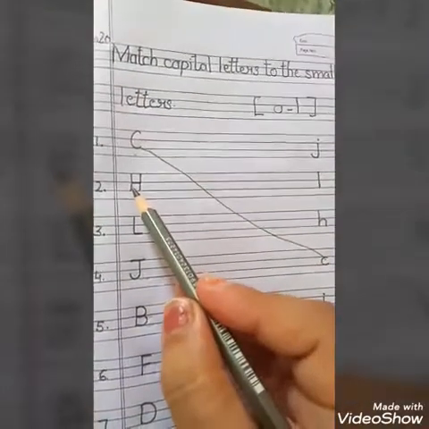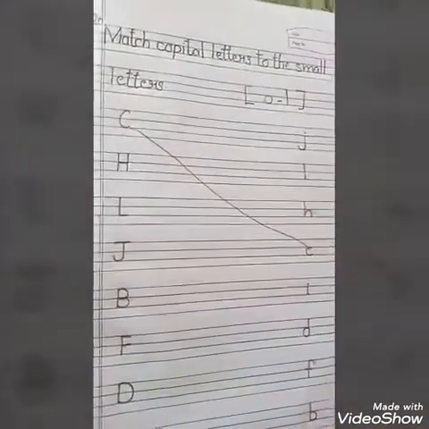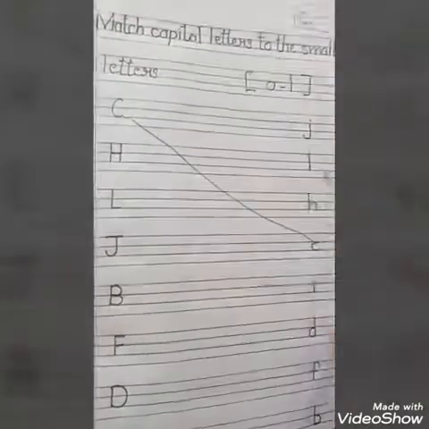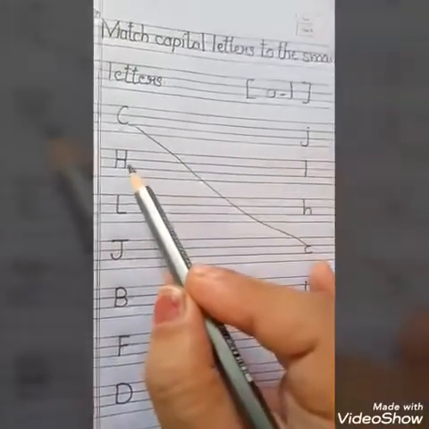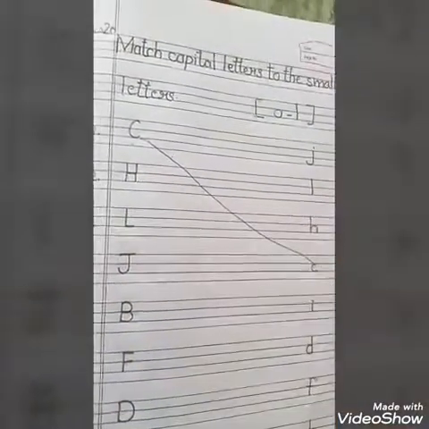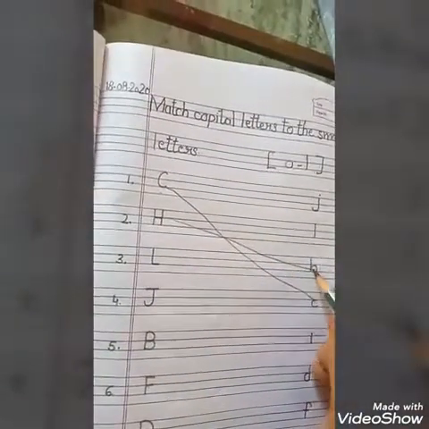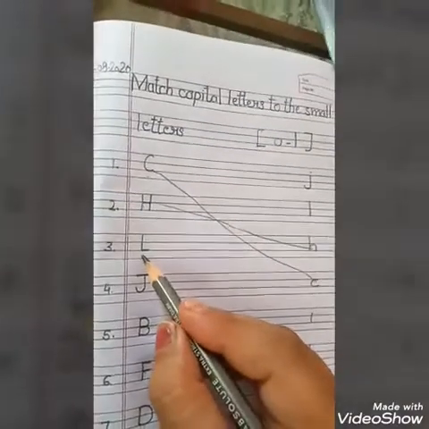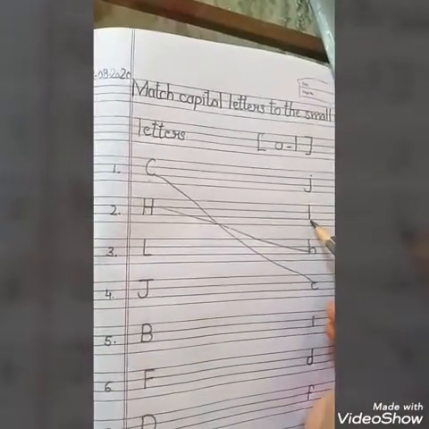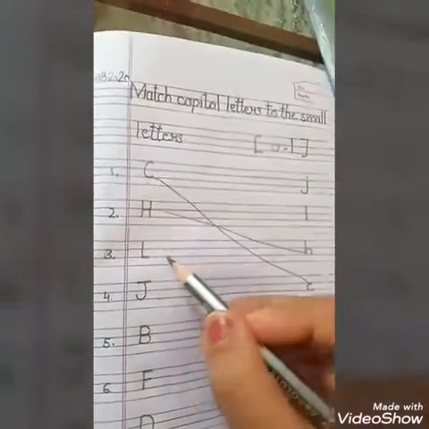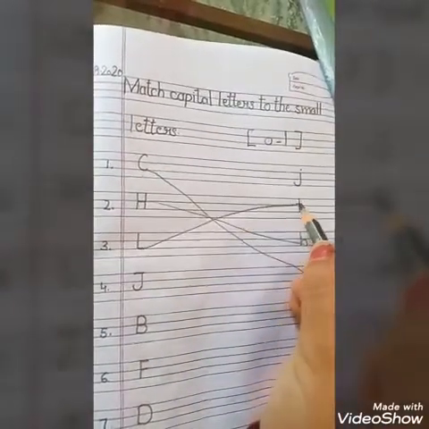Now what is this? You all know it very well. H. Okay, H. Where is the small h? It's a round shaped H, right? So we will match the capital H with the small h, like this, right? Now L. It's a capital L. You all know very well about the small l. It's a standing line only. Okay, so we will match the capital L with the small l in this way, right?